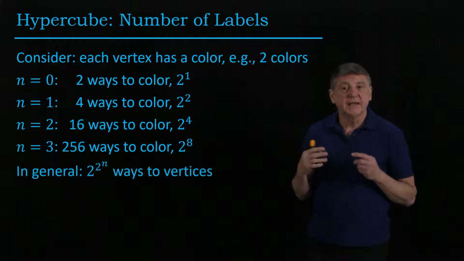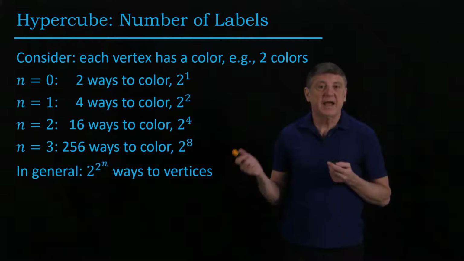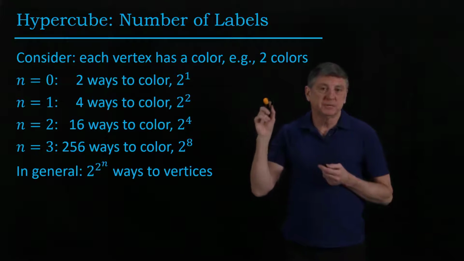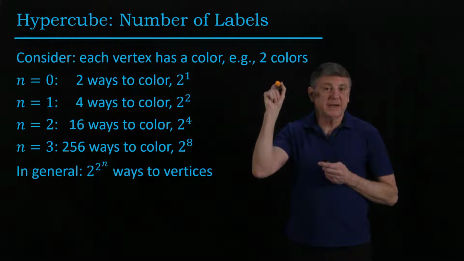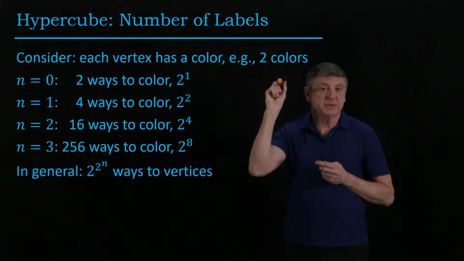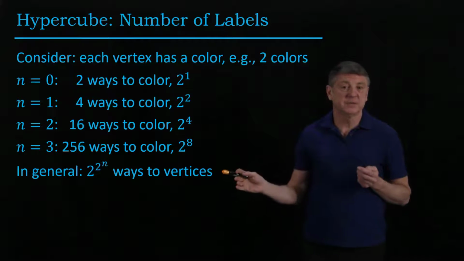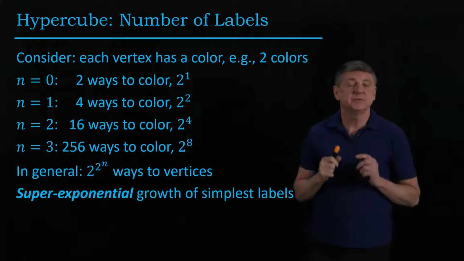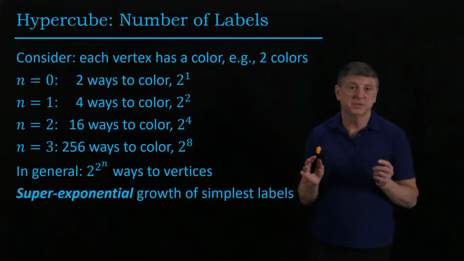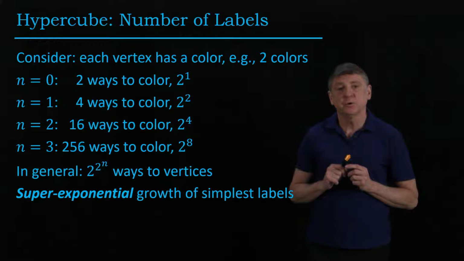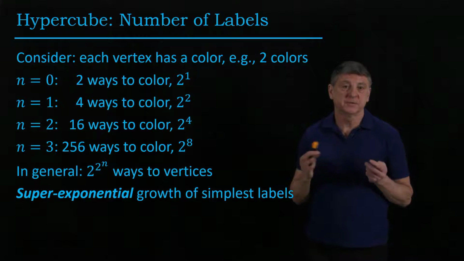So what we're seeing is that there are 2 to the 2 to the n ways to color the vertices, and this is because for each vertex, there are 2 ways to color it. And so if we have 2 to the n vertices, that means we have 2 times 2 times 2, and so on, so that's 2 to the 2 to the n ways that we can color the vertices of a hypercube. And this means that the number of labels in our data, if our data are a really simple object, which is a hypercube, that means that we're facing super exponential growth in the number of labels when we only have 2 ways to color the vertices of the hypercube.